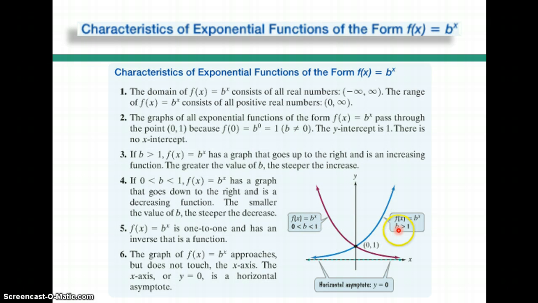The base b greater than 1 of function b to the power x, the graph goes up to the right, is an increasing function.